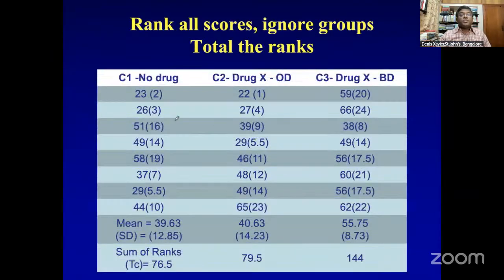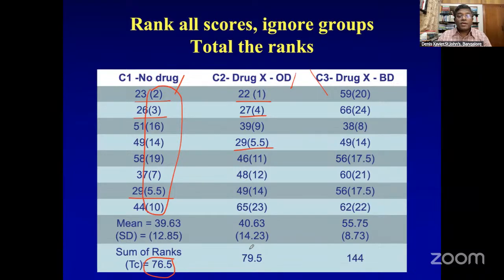So here we have no drug, once a day, and twice a day drug. We are going to rank, and what we see in brackets is the ranking. What is the smallest number I can see? 22, then 23. After 23 is 26. Then the next one is 20. So you see 1, 2, 3, 4. After 27, where is 5? There is 29, which is 5.5. There must be another 5.5 somewhere. Here, 29. So this sum of ranks, 76.5, is the total of the ranking here.